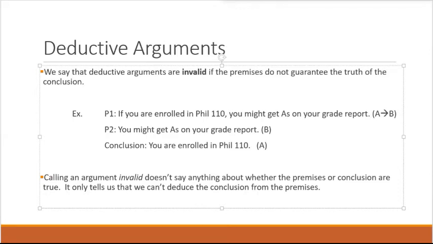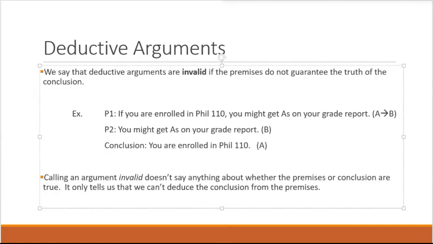So we learned about conditional statements last time. This statement could still be true, and yet you might not be enrolled in Philosophy 110. Just imagine that I'm speaking to your friend who's not enrolled in this class. This would be an untrue conclusion, right? Okay, so again, calling an argument invalid doesn't say anything about whether the premises or the conclusion are actually true. It only tells us that we can't deduce the conclusion from the premises.